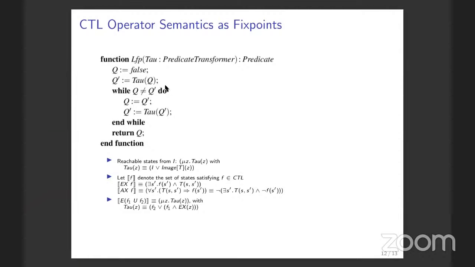So here is the code. This is the code that you'll be using, okay? Because some operators are expressed as computing the least fixed point, starting from false. And you have to implement the tau. In this case, I've also given you the tau. So basically, for those operators which are defined as the least fixed point of a particular tau, you'll be using this code, okay?